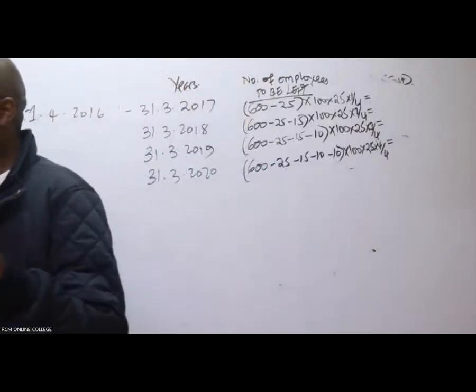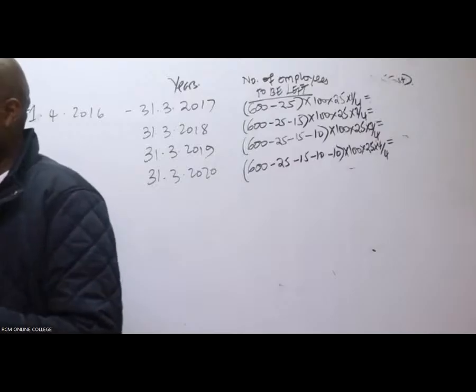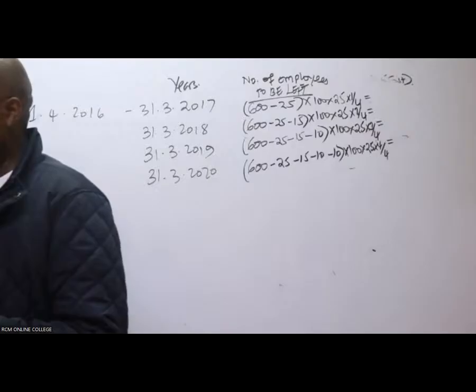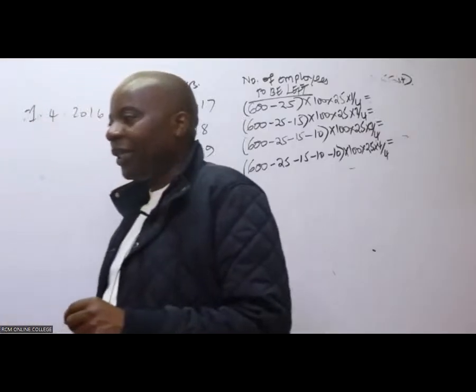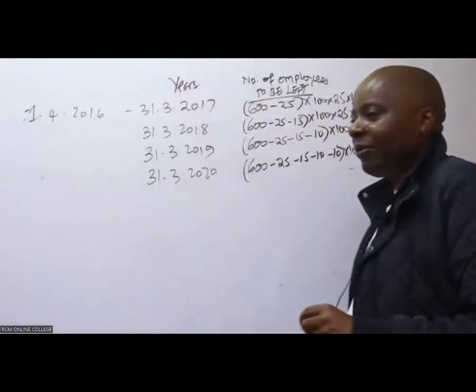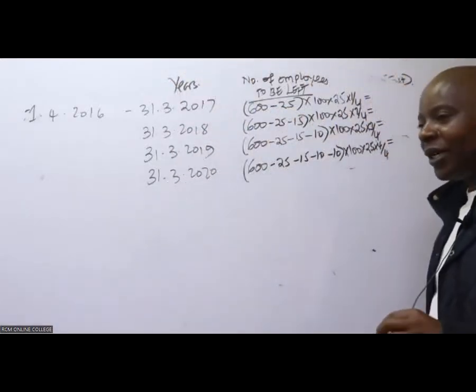So you take brackets, 600 minus 25, you close brackets, times 100, times 25, times 1/4, times 1/4. What do we have there, somebody?